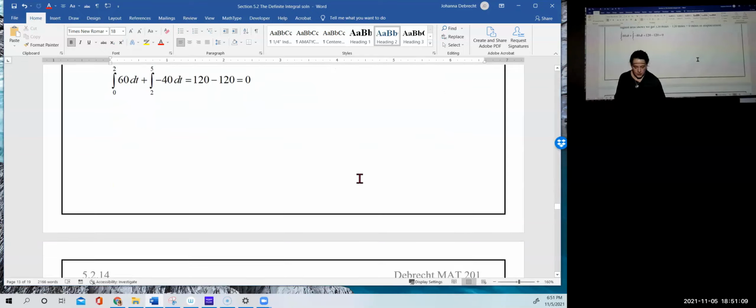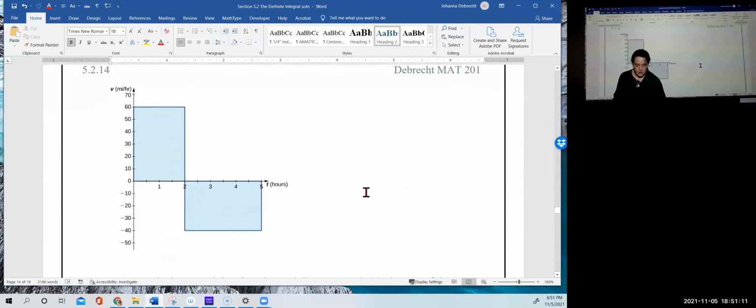Let's take a look at the picture that represents that. In the picture, what we have is 60 miles per hour driving in the positive direction because it's above the axis here.